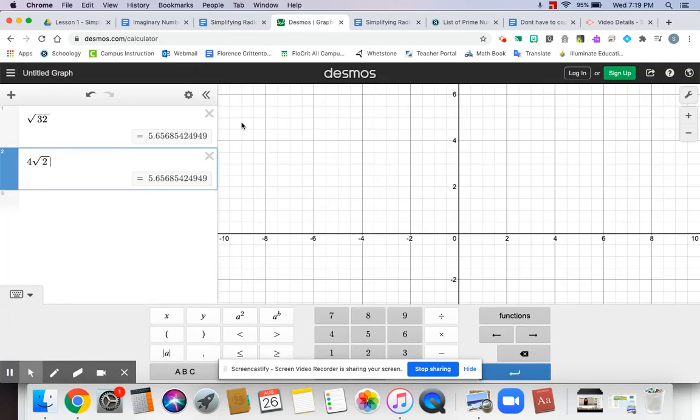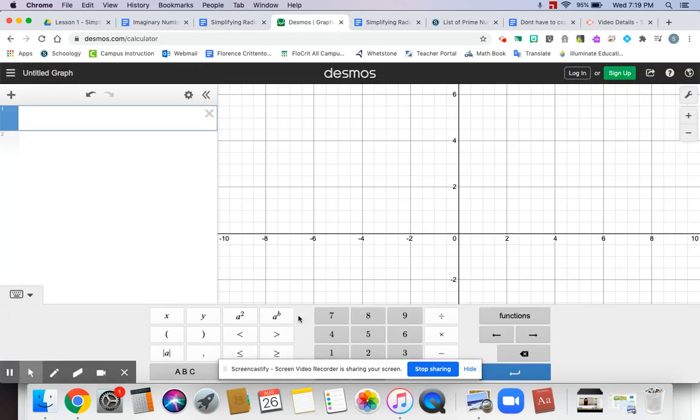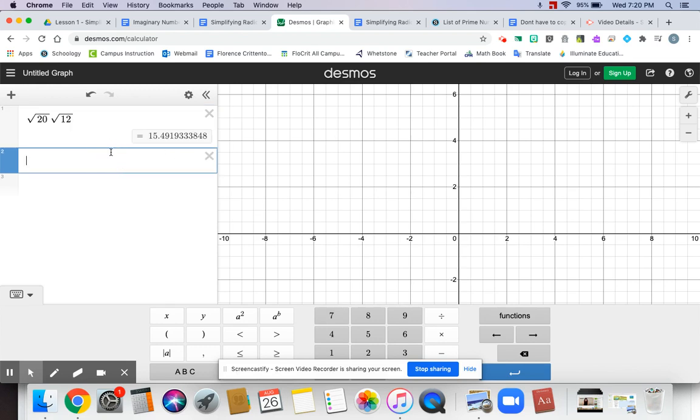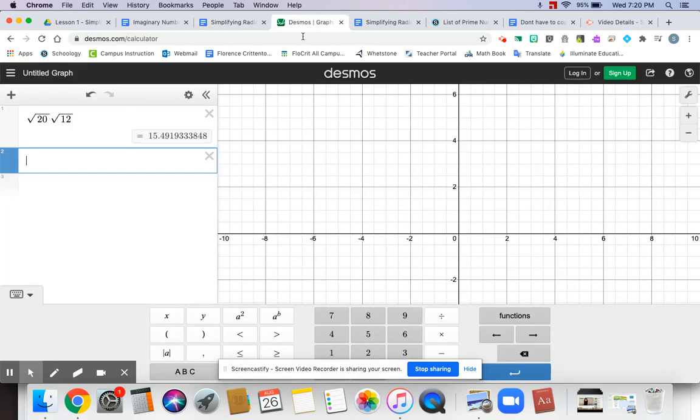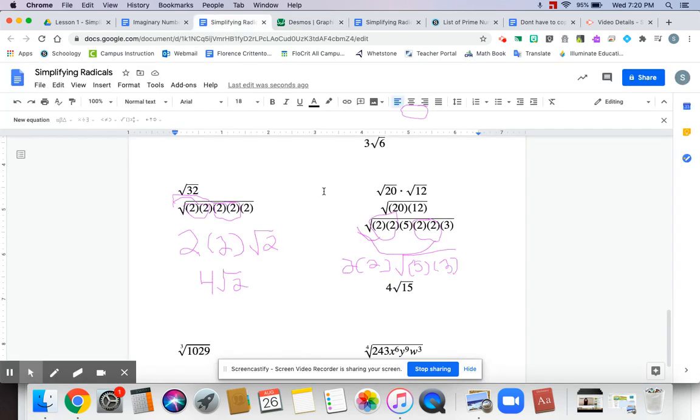So to check that in Desmos, if I had the square root of 20 times the square root of 12, the decimal is 15.49. And then according to my answer, that should be the same thing as 4 square root 15, which look it is, 15.49. So I know my answer is right.